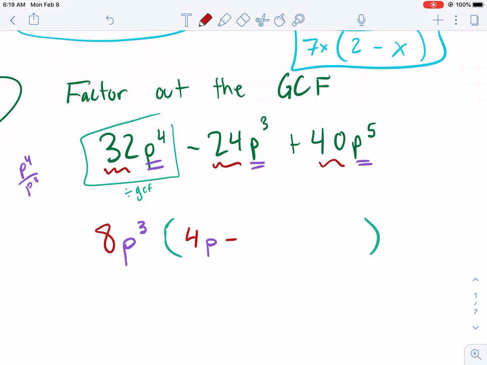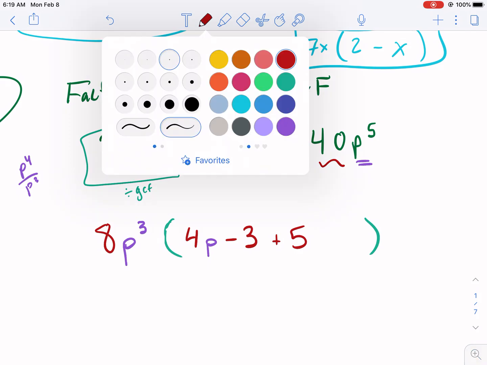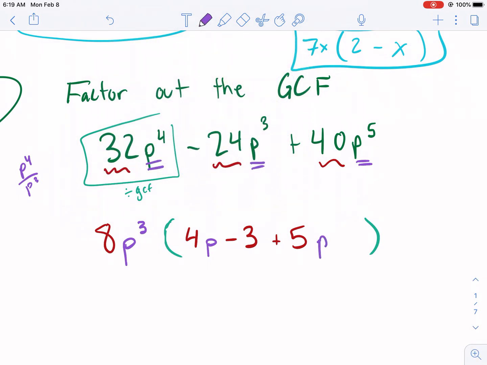Minus 24 divided by 8 gives me 3. And then p cubed divided by p cubed is just going to give me 1. So I'm just going to leave the 3 and move on to the next term. Plus, because this is plus and I didn't factor out a negative. And then 40 divided by 8 is 5. And then p to the 5th divided by p to the 3rd is going to give me p squared.